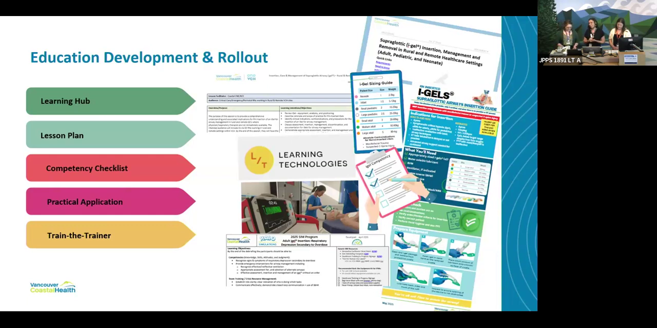And then for practical application and demonstration purposes, we built out some simulation scenarios that are relevant to rural and remote settings, emergency situations in these settings for adults, pediatrics, and neonatal populations.